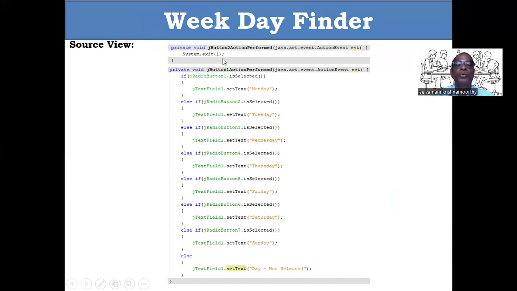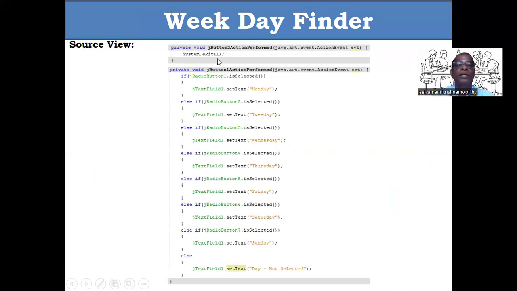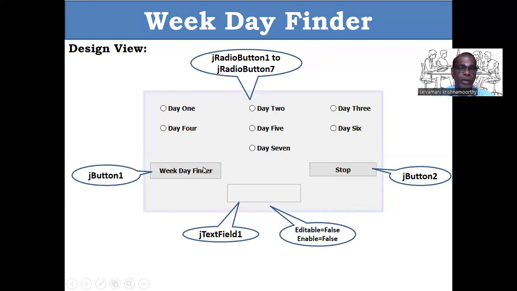So J button 2, you know very well. When I click this J button 2, our application should stop: System.exit(1). Many times we studied this. This is J button 1, that is weekday finder. When I click J button 1, what needs to happen?